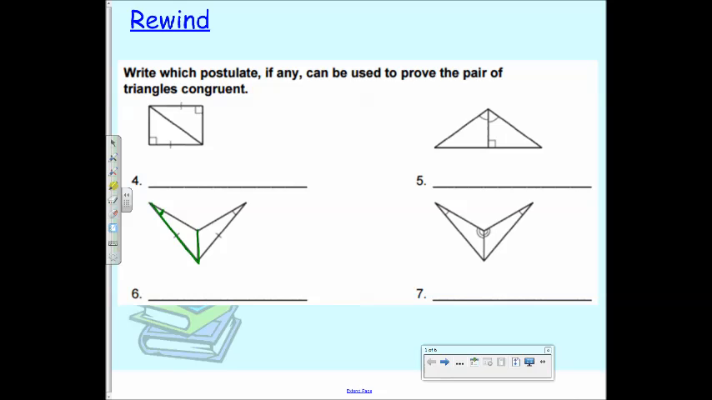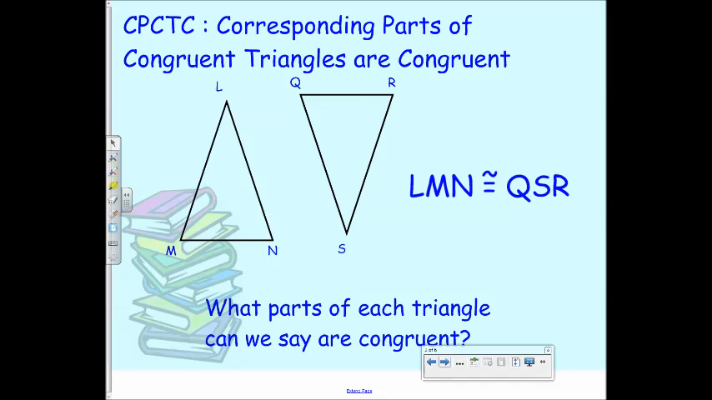Okay, so that is all leading to what we're going to talk about today, which is CPCTC, all right, which is an abbreviation, so you don't have to write this all out all the time. That means corresponding parts of congruent triangles are congruent. So basically what that says is this.